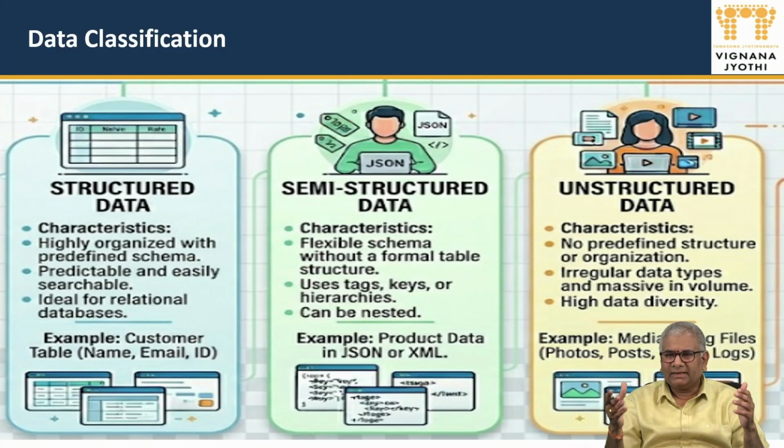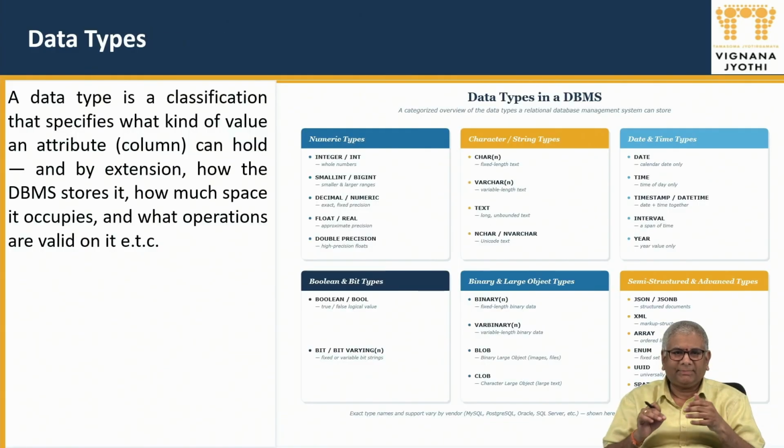Unstructured data has no predefined format, irregular data types, massive volume and high data diversity: media files, photos, posts, logs, messages, chats, all those things with no concrete structure are called unstructured data. That's pretty much the pictorial representation.